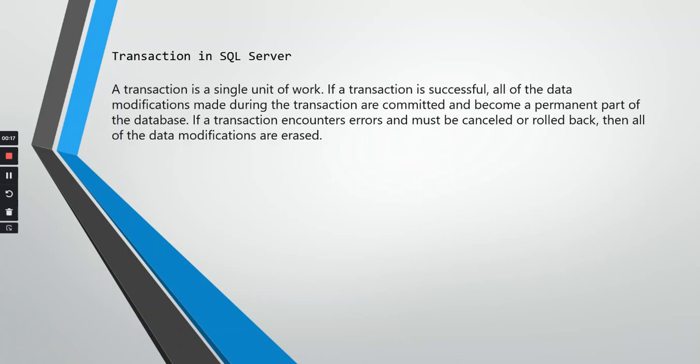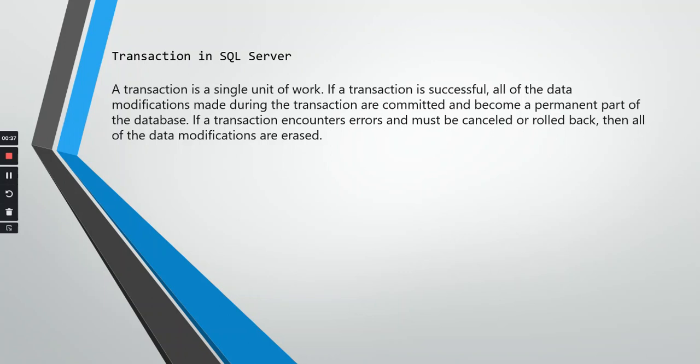A transaction is a single unit of work. If a transaction is successful, all of the data modifications made during the transaction are committed and become a permanent part of the database. If a transaction encounters errors and must be cancelled or rolled back, then all of the data modifications are erased. To understand this is very simple: it is a unit of work, right?